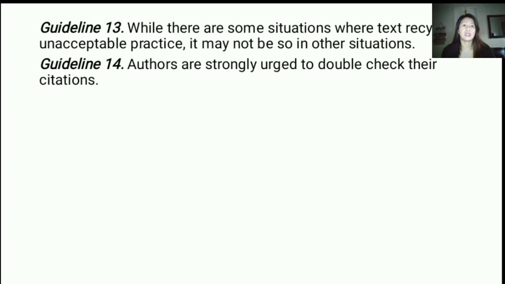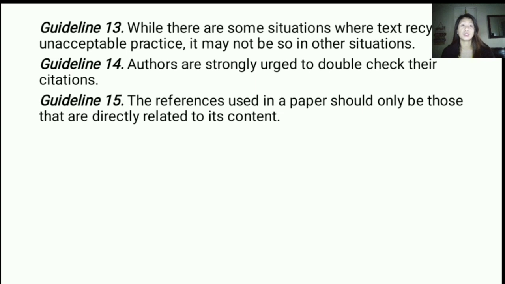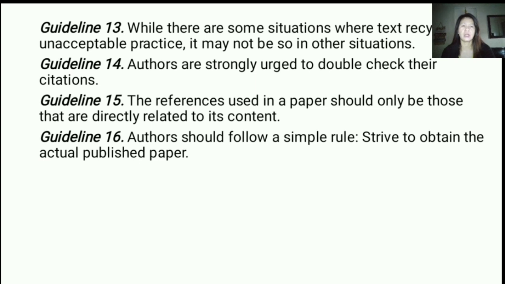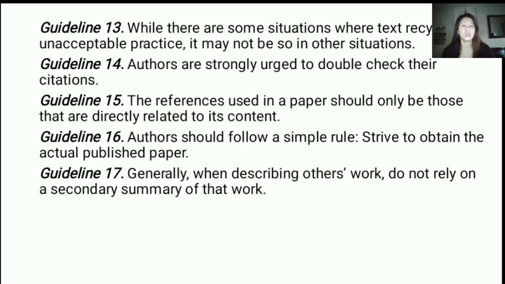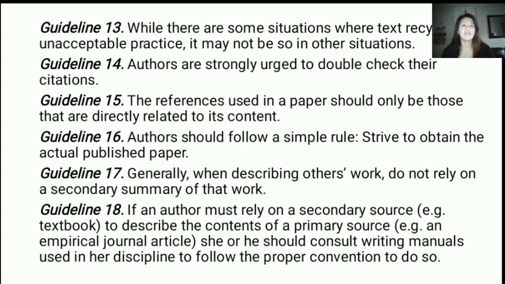14, authors are strongly urged to double check their citations. 15, the references used in a paper should only be those that are directly related to its content. 16, authors should follow a simple rule: strive to obtain the actual published paper. 17, generally, when describing others' work, do not rely on a secondary summary of that work. 18, if an author must rely on a secondary source, for example, a textbook, to describe the contents of a primary source, for example, an empirical journal article, he or she should consult writing manuals used in their discipline to follow the proper convention to do so.